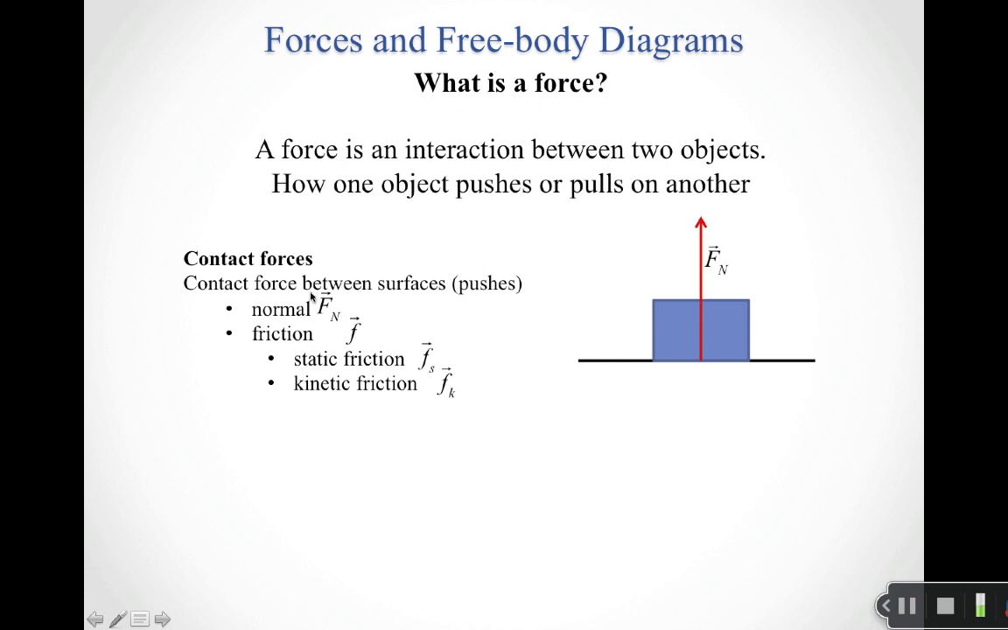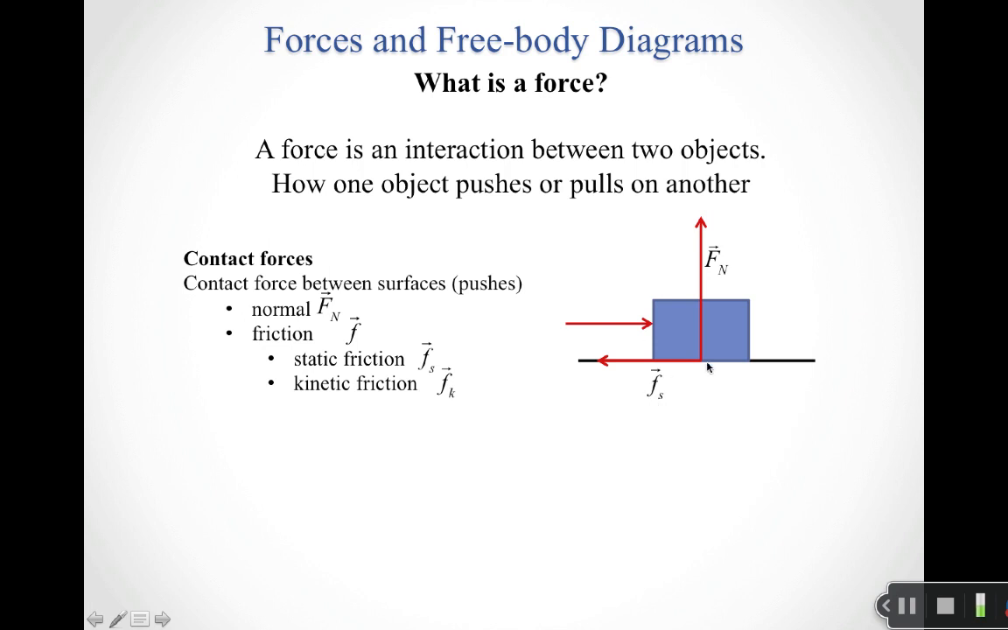Now, this is really just one component of the contact force between two surfaces. I might also have friction. So in this case, if I want to think about friction, let's say I start pushing the box to the right. Then I'm going to need friction to oppose how I'm trying to push the box. Now there are two types of friction. There's static friction and kinetic friction.